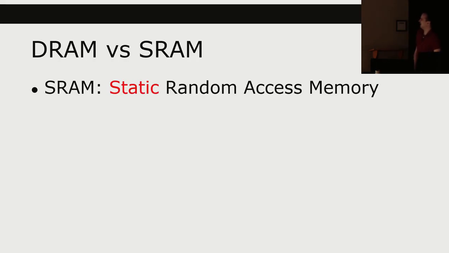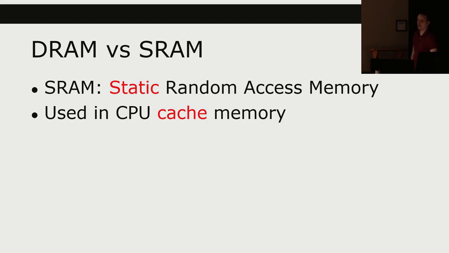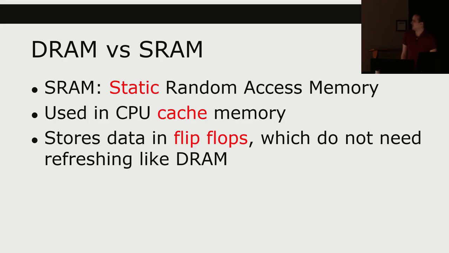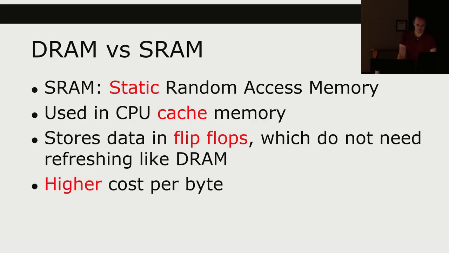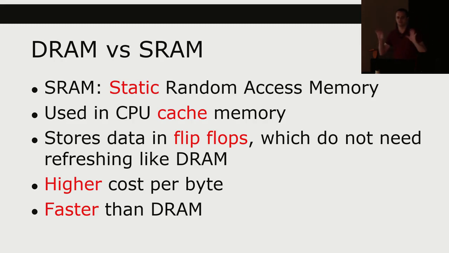So SRAM, if you saw the D for dynamic, you maybe already guessed that S is static random access memory, typically used in cache memory and in other places on the bus where things need to go fast. It stores data in flip-flops, not the things you wear on your feet, but the computer science flip-flop, which do not need refreshing like capacitors in dynamic RAM. And so it's a higher cost per byte, it's a more expensive technology, but it's much faster. You just saw some examples, could be 50, 100 times faster. Or back in the day when dynamic RAM was even slower, it may have been even like hundreds of times faster.